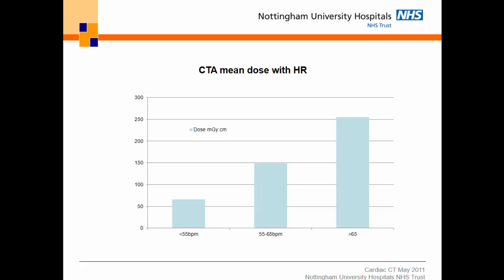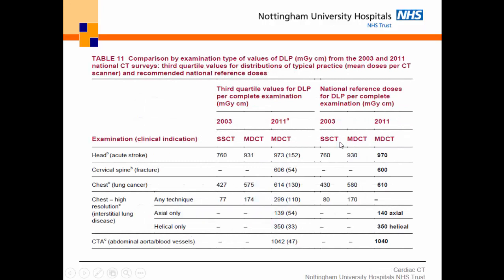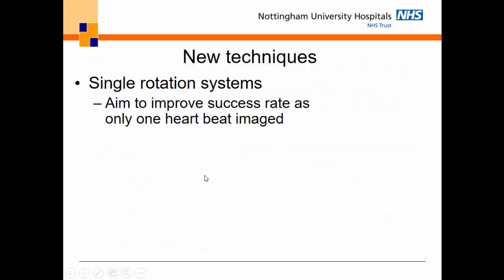This is some data when you split those results down by heart rate. Below 55, around 60-ish; 55 to 65, 150; above 65, 250. Is anybody not convinced you need to control your heart rates? Okay, control your heart rates. Compare yourself with national data where it exists. I'm sure there'll be different data sets around the world. This one is in there if you want to gather it from the UK.